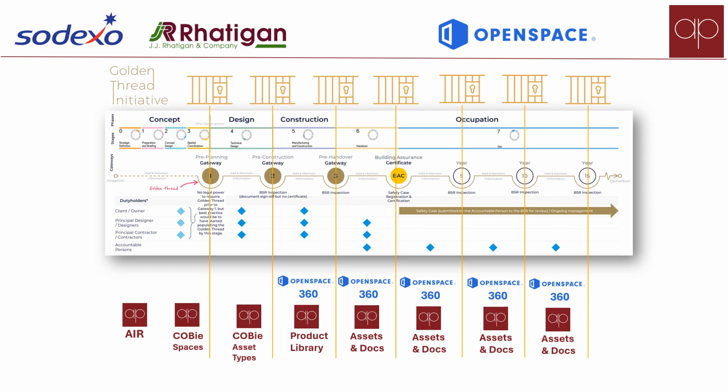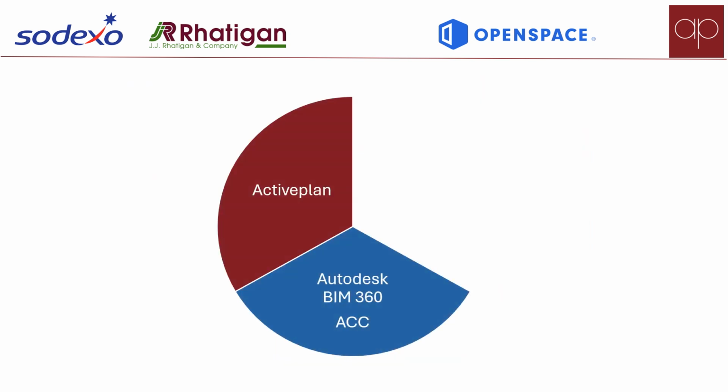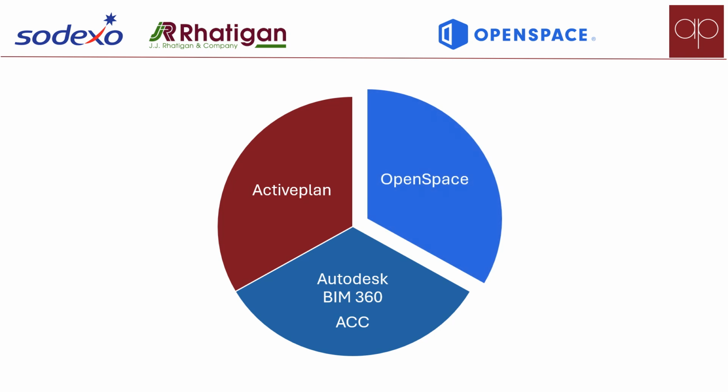Both Activeplan and OpenSpace are Autodesk developers and integrate with BIM 360 to help deliver a very practical as-built model at a fraction of the cost. Plus, it's much easier for FMs to update with any changes.